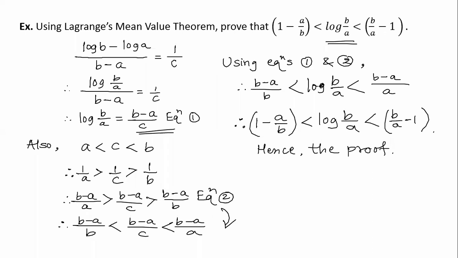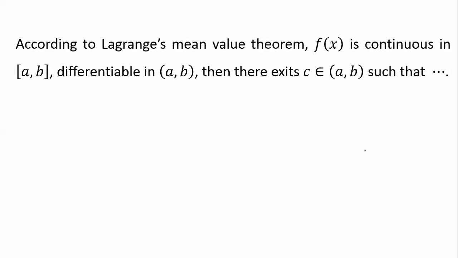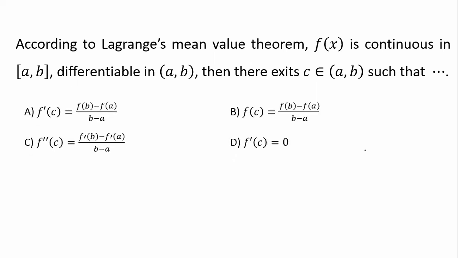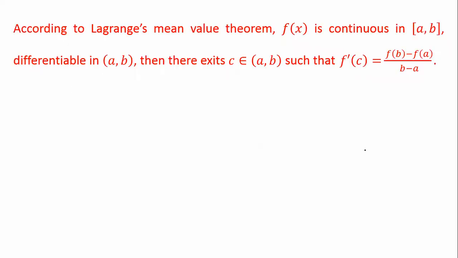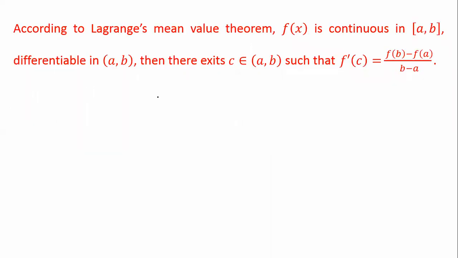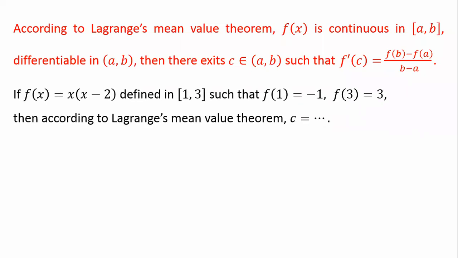Okay. So here, according to Lagrange's mean value theorem, f(x) is continuous in closed interval a to b, differentiable in open interval a to b, then there exists c belonging to open interval a to b such that... So what is the correct answer? Please tell. A. A is the correct answer. After taking so many efforts, everybody can quite easily tell this is A. Next MCQ problem. So this is for your convenience, and the problem is here.